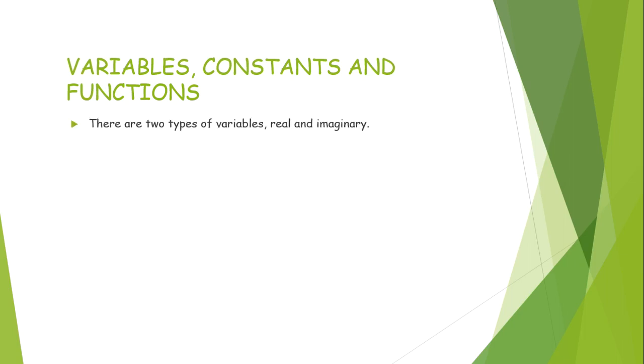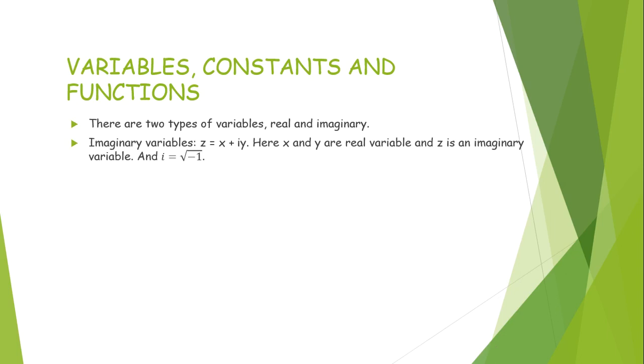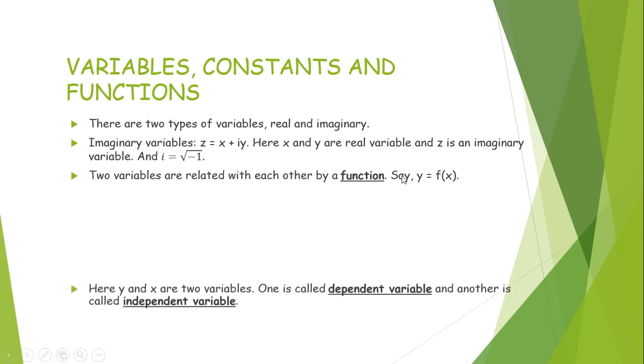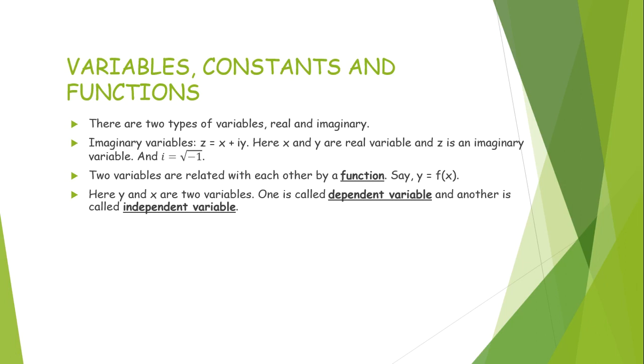There are two types of variables, real and imaginary. Here I have given an example. z equals x plus iy is an example of an imaginary variable. Here x and y are real variables and z is an imaginary variable, and i is equal to root over of minus 1. Two variables are related with each other by a function. Say y equals f of x. Here y and x are two variables. One is called the dependent variable and another is called the independent variable.